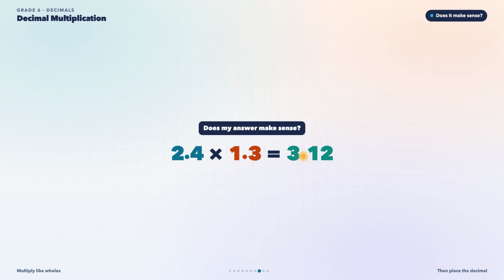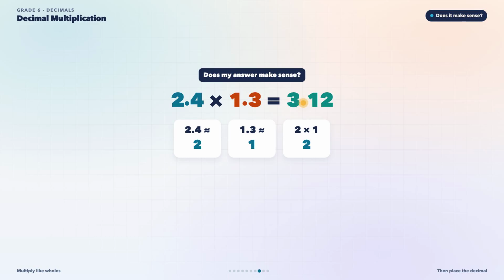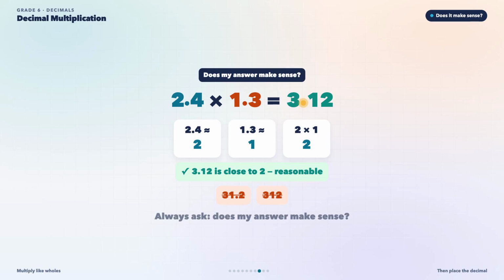Let's check our earlier answer. 2.4 times 1.3 equals 3.12. Does that make sense? 2.4 is about 2. 1.3 is about 1. 2 times 1 equals 2. 3.12 is close to 2. That is reasonable. 31.2 would be too big. 312 would be way too big. Always ask, does my answer make sense?